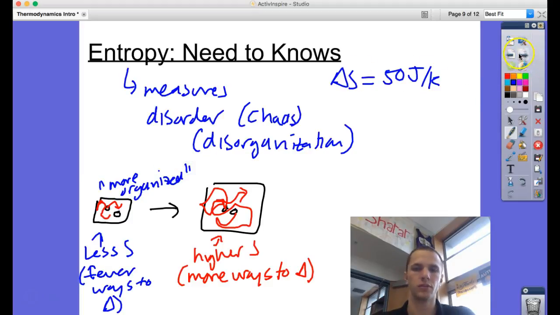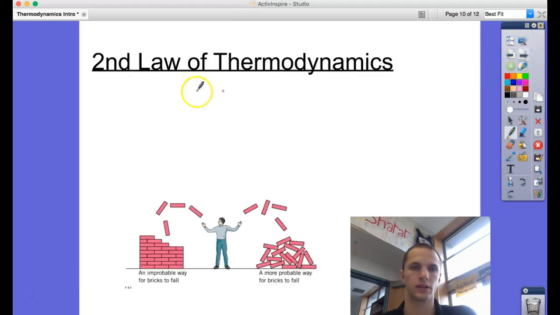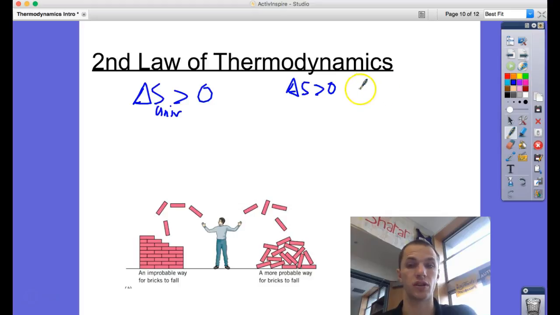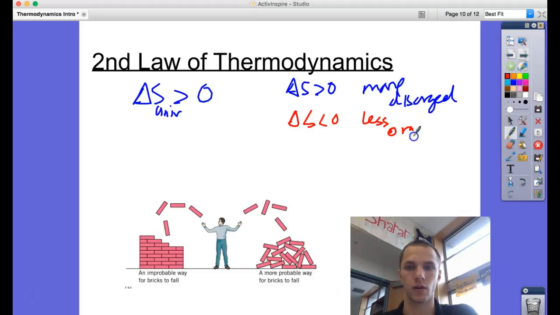Okay? So entropy, this value of S, is measuring kind of disorder, chaos, okay, disorganization. And in all processes, entropy is going to be greater than 0 if it is spontaneous. Okay? Let me rephrase that. The entropy of the universe is greater than 0. If delta S, the change in entropy, is greater than 0, it's positive, that means we're getting more disorganized, more chaotic. Okay? And if delta S is less than 0, that means we're less disorganized.